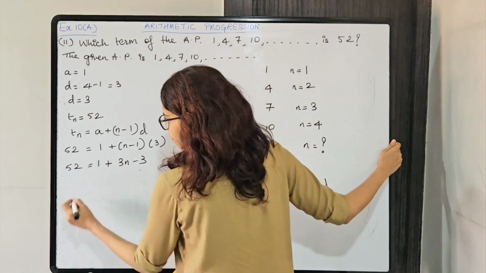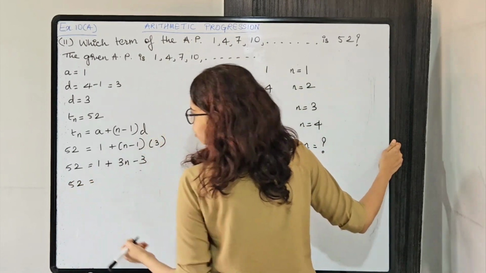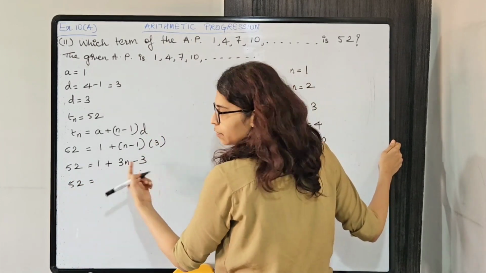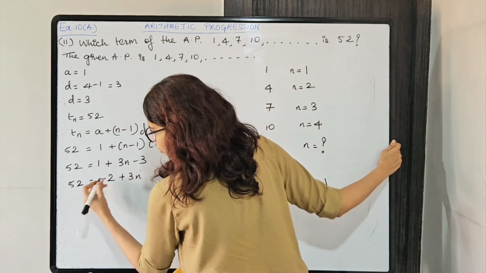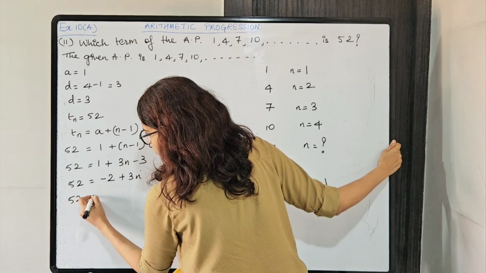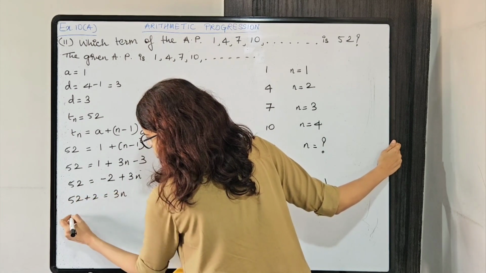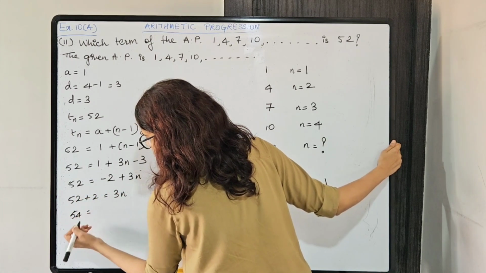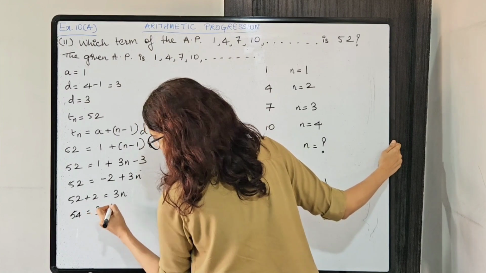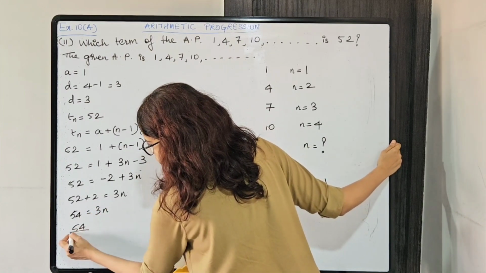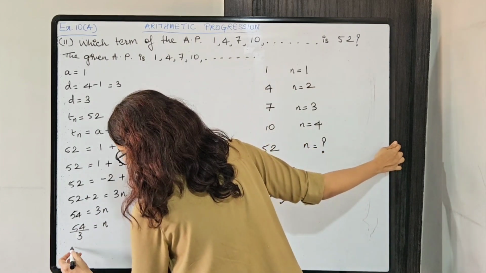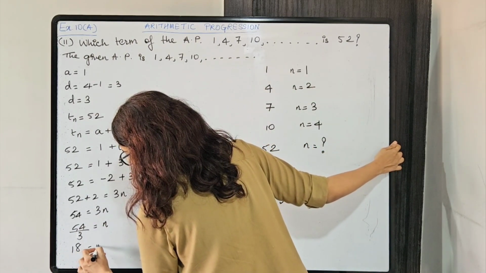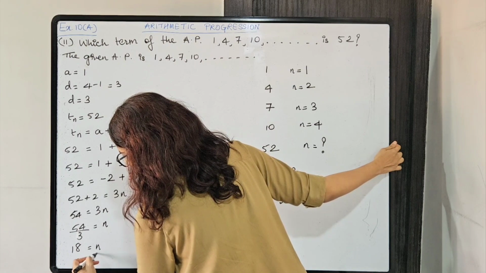52 is equal to 1 minus 3, which will be minus 2. Okay, shifting minus 2, it becomes plus 2. So 54 is equal to 3n. So 54 upon 3 is equal to n. Okay, so 3 18s are 54, that is, n is equal to 18.